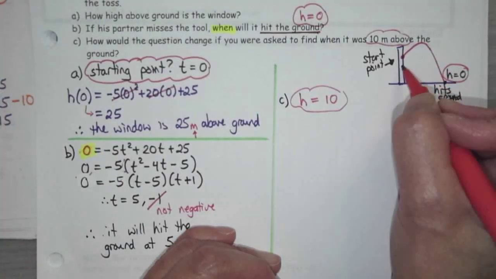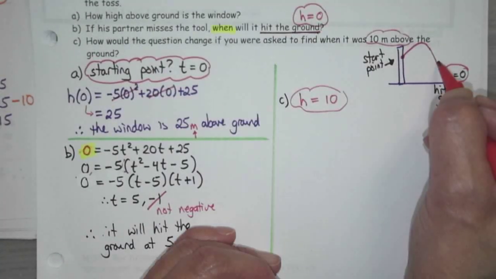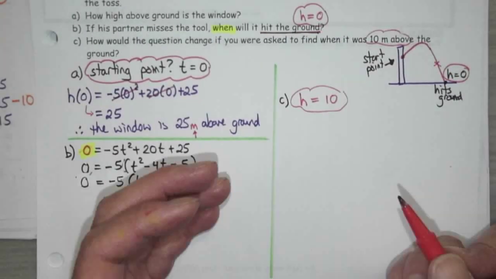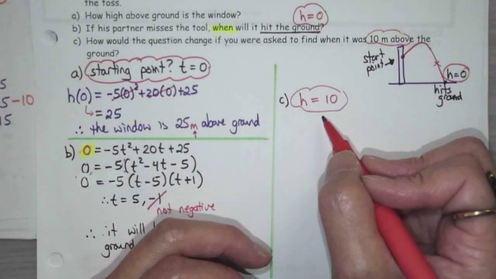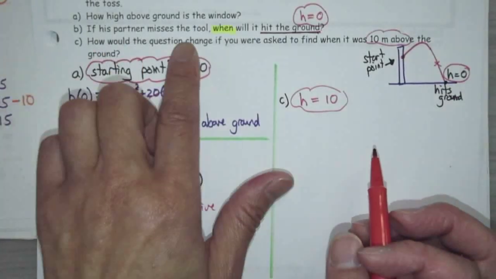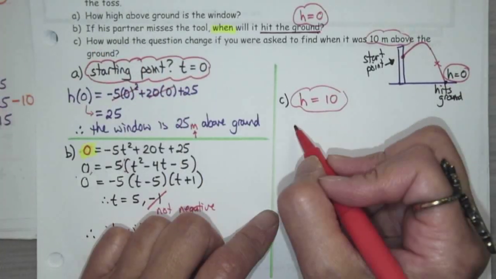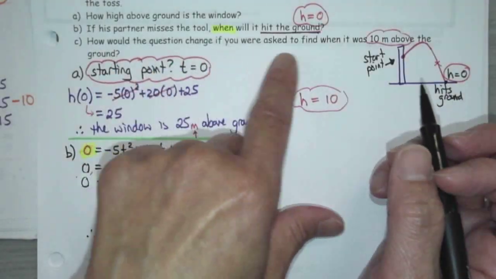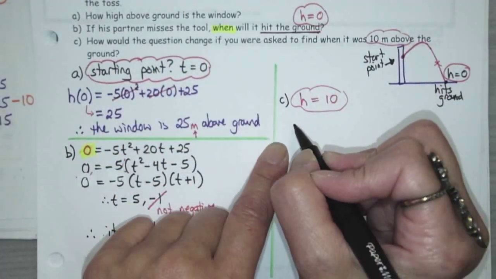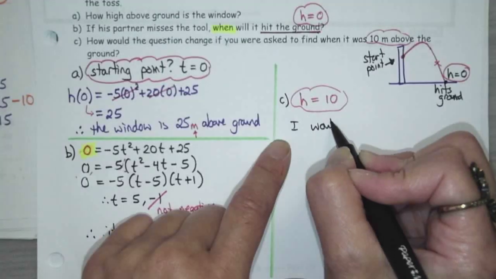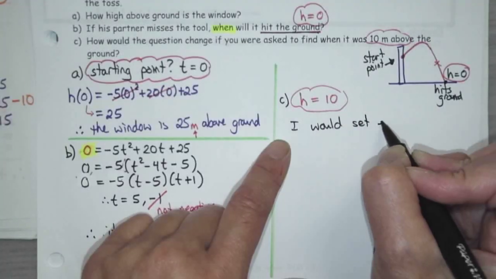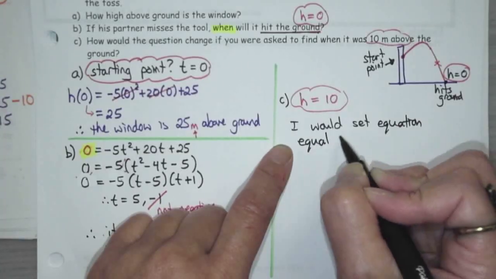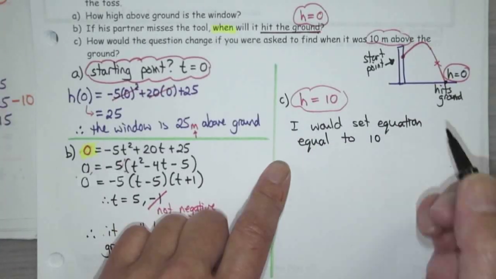So I'm looking for 10 meters above the ground, which would be somewhere maybe here. Who knows? Maybe it's 2 spots. It could be 2 answers. Do you need us to actually solve for 10? No, I was just asking how it would change. So I would set the equation equal to 10.